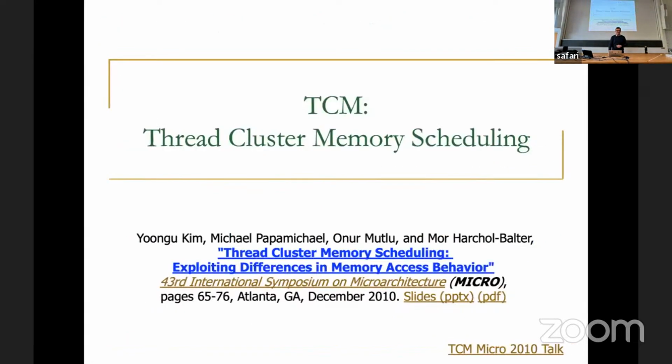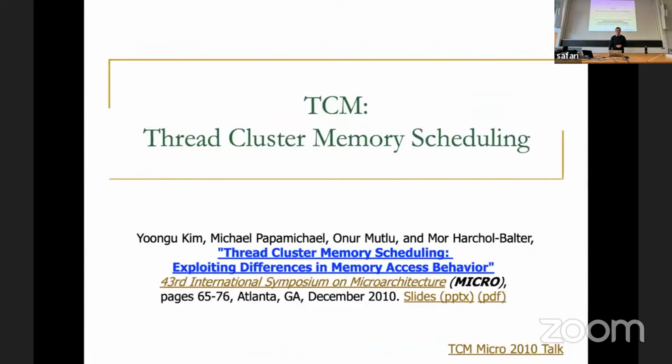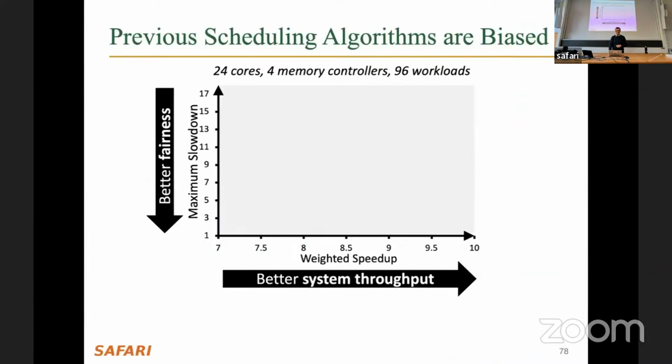But we would like fairness and performance, so our next goal was to actually achieve the benefits of Atlas as much as possible while also providing high fairness. Any questions? I've gone through Atlas relatively quickly, but you can read the paper.